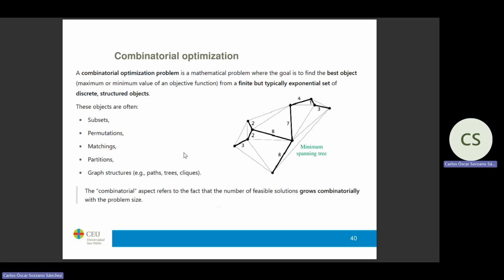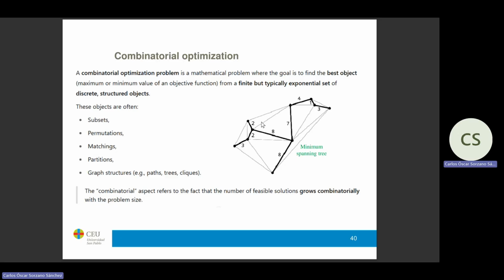And normally they involve computing subsets of different sizes, or permutations, or matching two sets, or partitioning one set, or things related to graphs. Normally, all the possible combinations grow exponentially. The number of permutations, the number of combinations grows very much with the number of nodes, the number of elements that we have to consider.